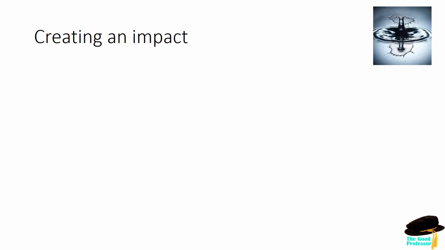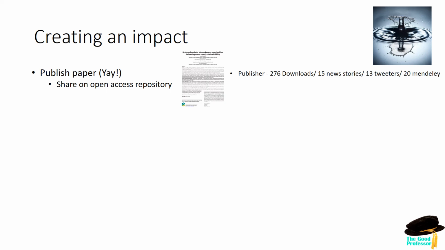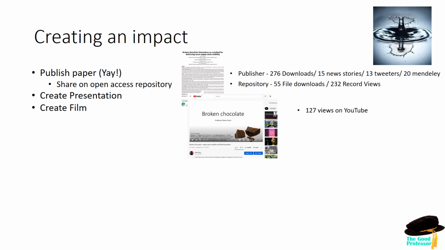And impact. Let's give you an example from my work. We published a paper and shared it on the open access repository. This was the paper. It's called Broken Chocolate, published in Supply Chain Management. From the publisher's own site, 276 downloads. From the repository, Surrey, another 55. I created a presentation, created a film, and put that up on YouTube, 127 views.